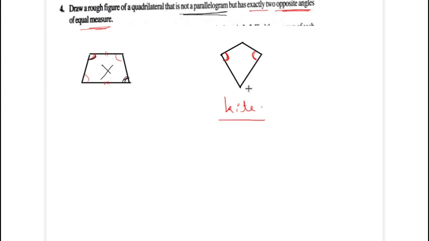Now move to the next question, question number 5. The measures of two adjacent angles of a parallelogram are in the ratio 3:2. Find the measure of each of the angles of the parallelogram. Okay, so first of all we have to draw a parallelogram and then we will explain what is given in the question.